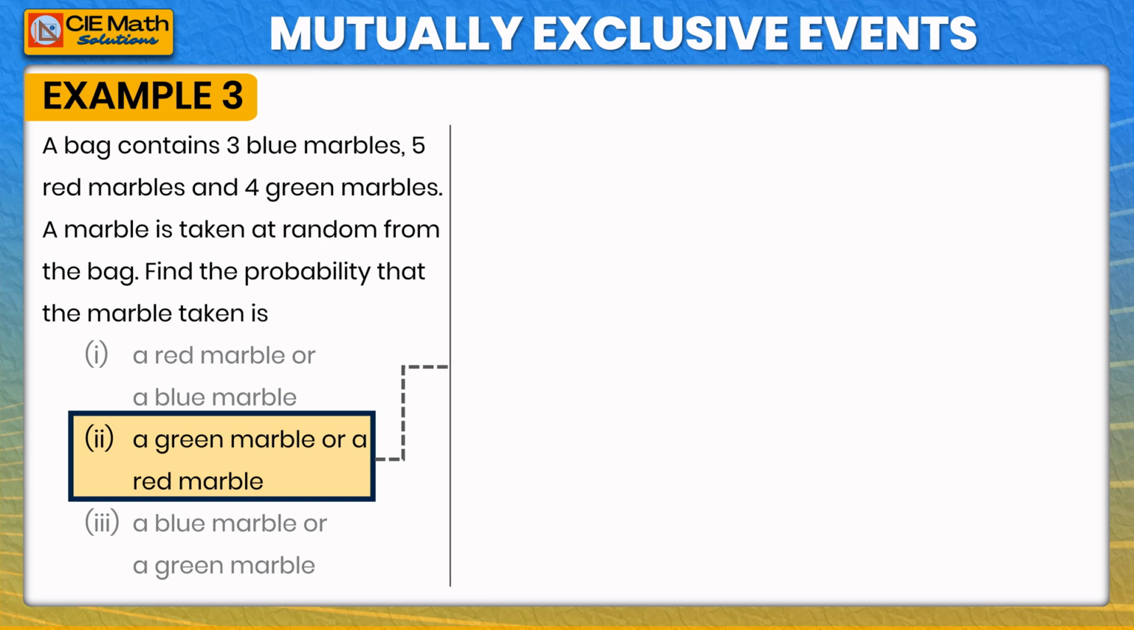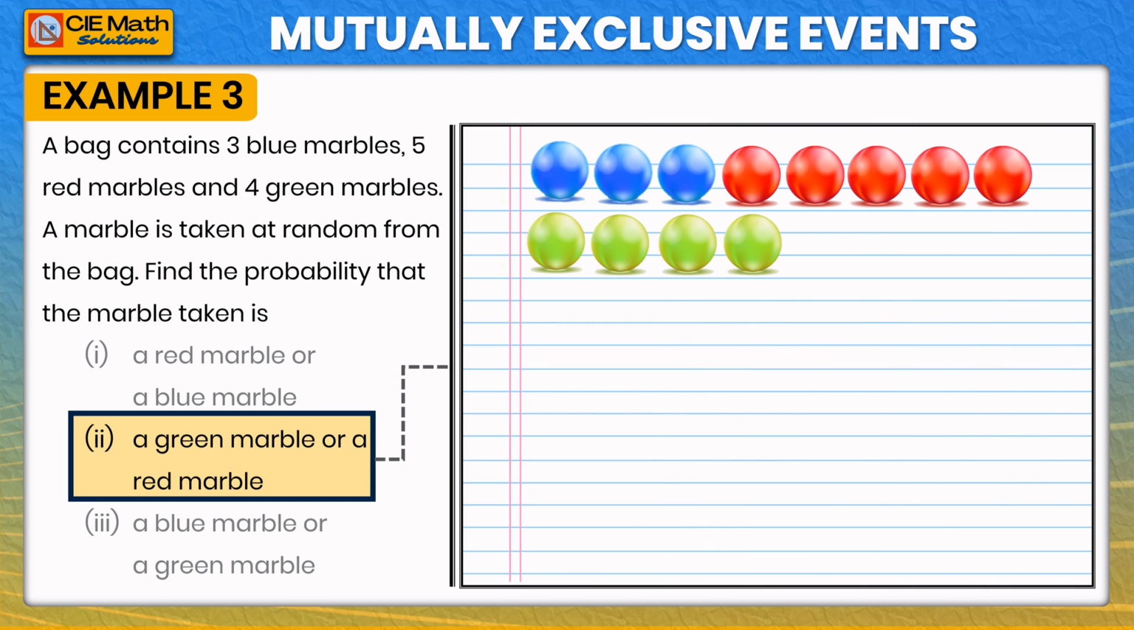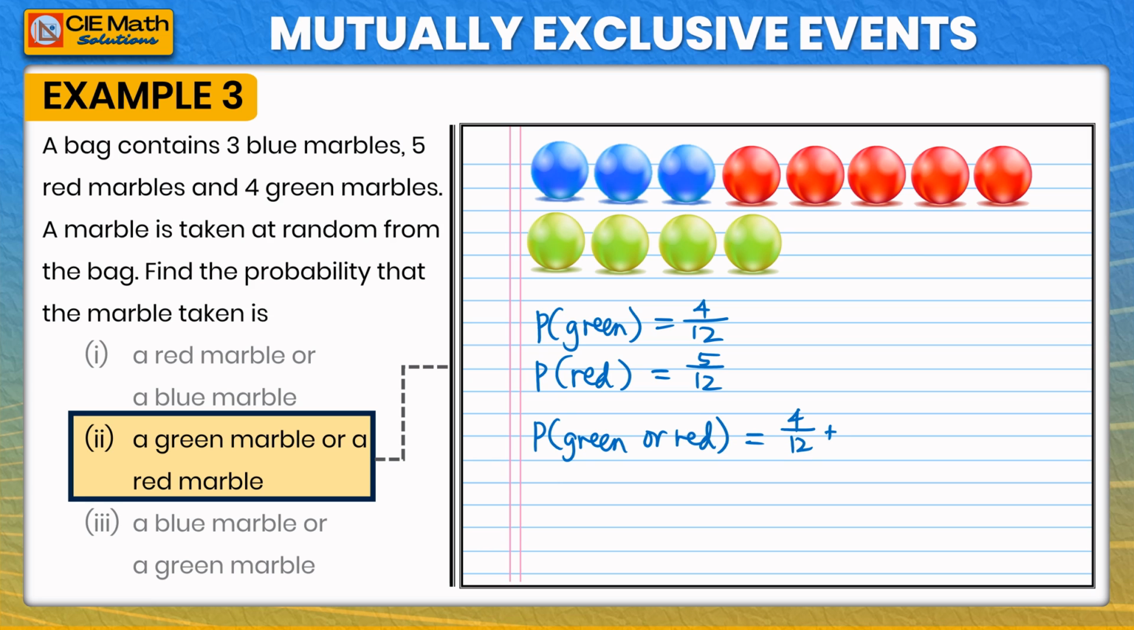For double I, a green marble or a red marble. So again, let's take a look at the probability of each of them first. So probability of green. So in the bag, there are 4 green marbles. So we have 4 out of 12. The probability of getting a red marble, there are 5 marbles. So we have 5 over 12. So the probability then of getting a green or a red is equal to 4 over 12 plus 5 over 12. That is equal to 9 over 12, which is simplified to 3 over 4.